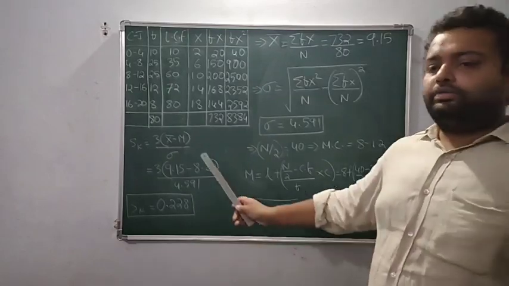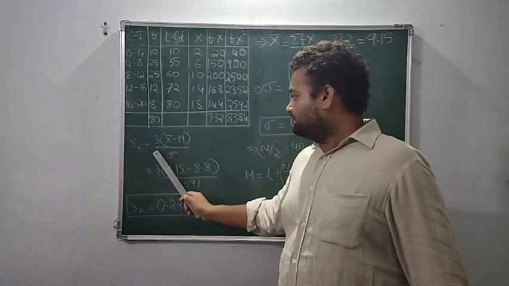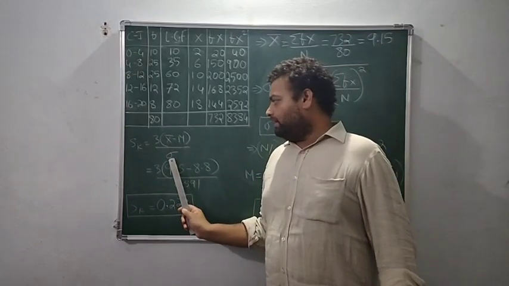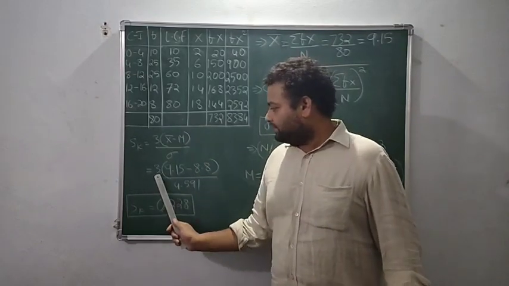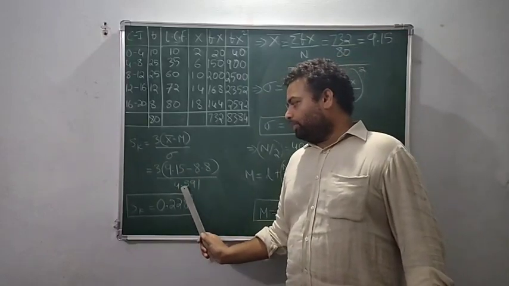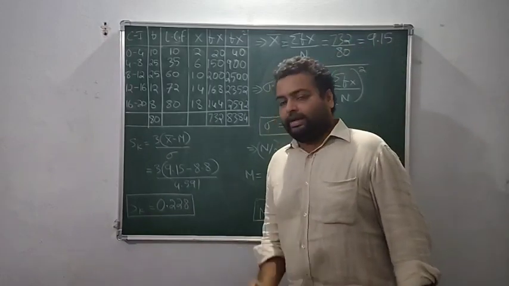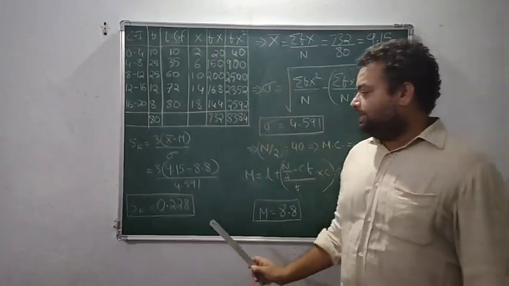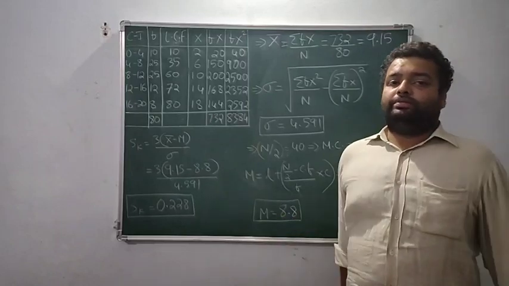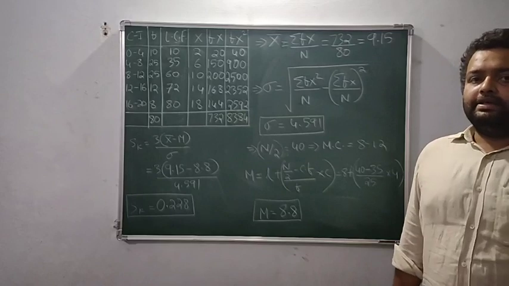Next, we come to the formula of skewness. The value of skewness is given by 3 into mean minus median divided by sigma, that is 3 into 9.15 minus 8.8 divided by 4.591. That results in 0.228. So for the given distribution, the value of skewness is 0.228. Here the value is positive, therefore we can conclude that the distribution is positively skewed.